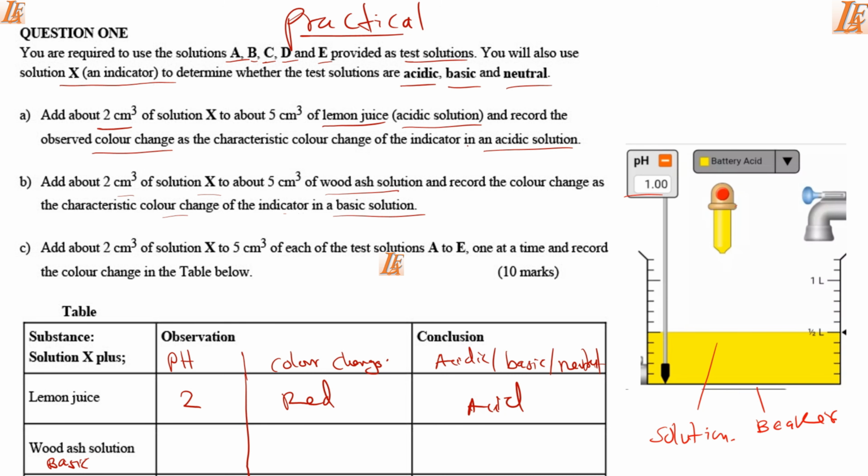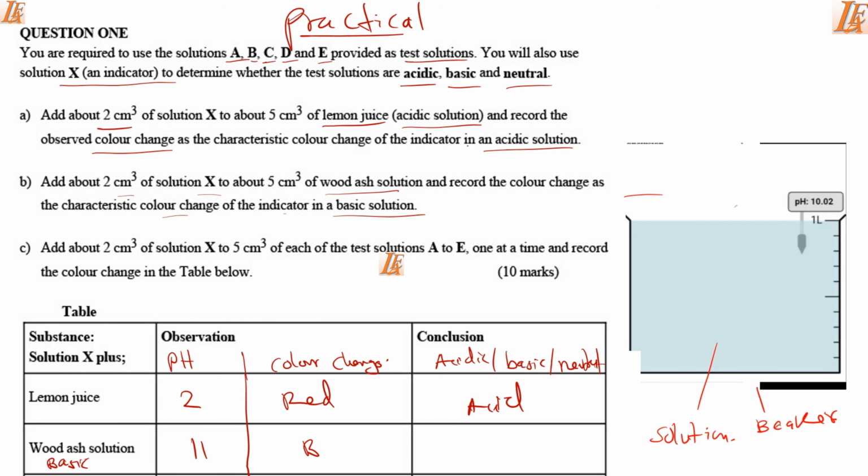Then for wood ash, which is basic, bases have a pH of more than 7. Let's say wood ash has a pH of between 10 and 13, so we can say 11. The color change in this case will be blue in the universal indicator, and the conclusion will be the solution is basic. So this is basically what we are expected to do. And then C, now you will use this indicator and the test solutions from A to E.